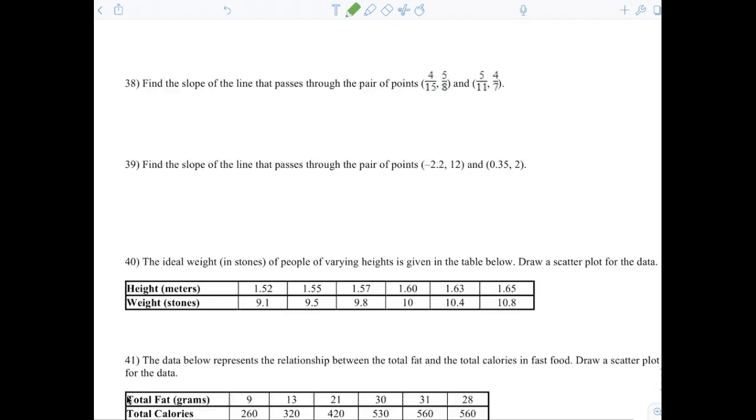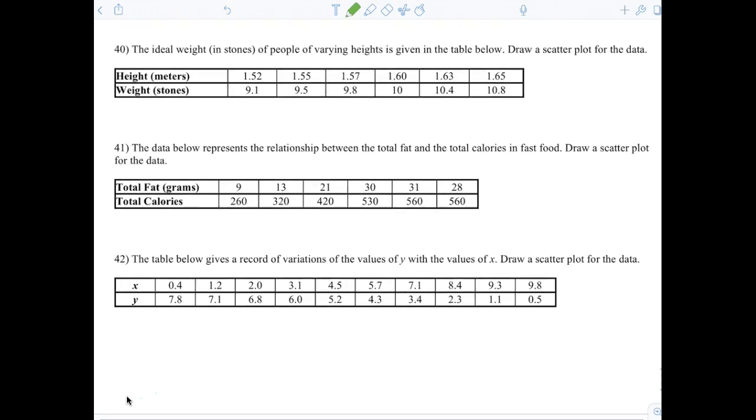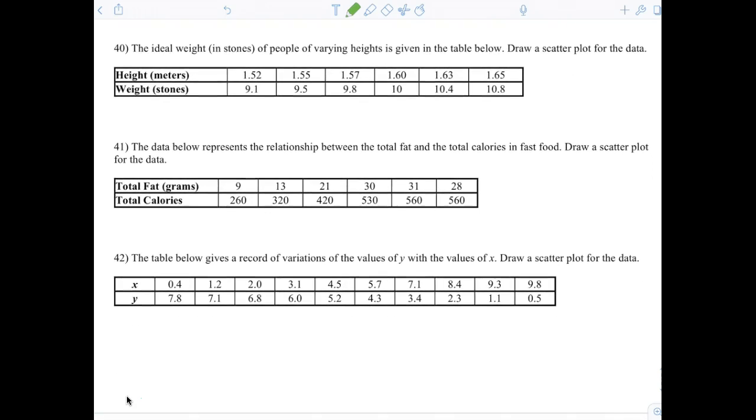Find the slope. Okay, now, how much time do we have, guys? We have 20 minutes. Okay, so listen.